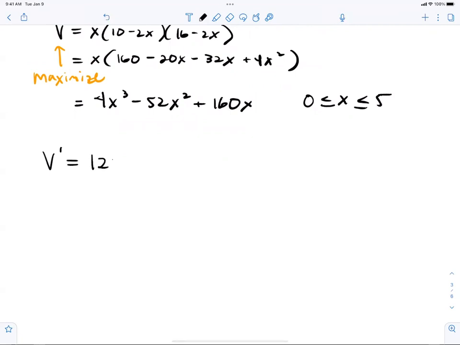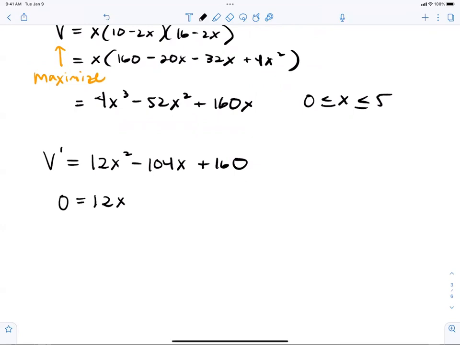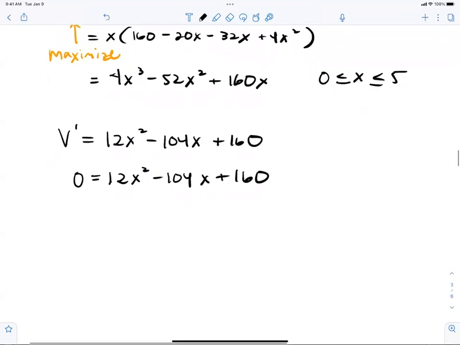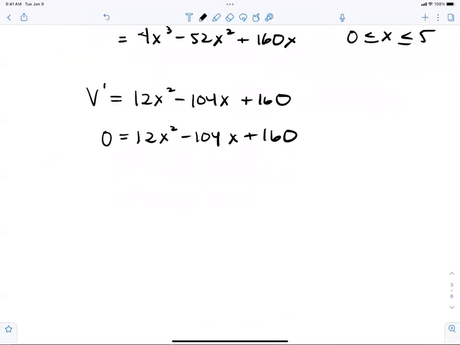Okay, so our derivative, 12x squared minus 104x plus 160. We are trying to determine where V prime is equal to 0. And unfortunately, 12 is not the GCF. You could factor out the GCF, whatever it is, and then try to factor, or just go straight to your handy dandy quadratic formula.